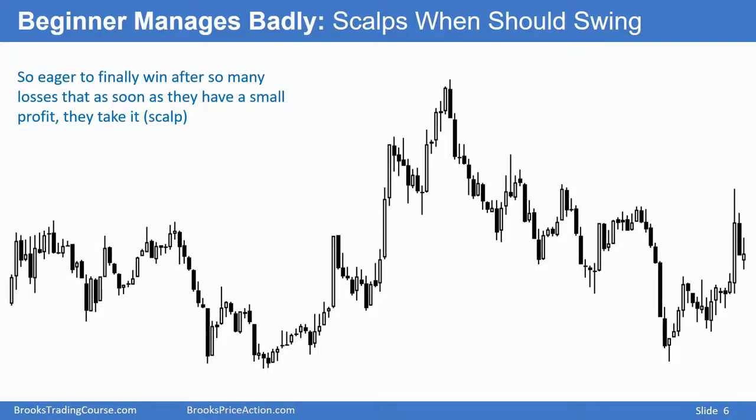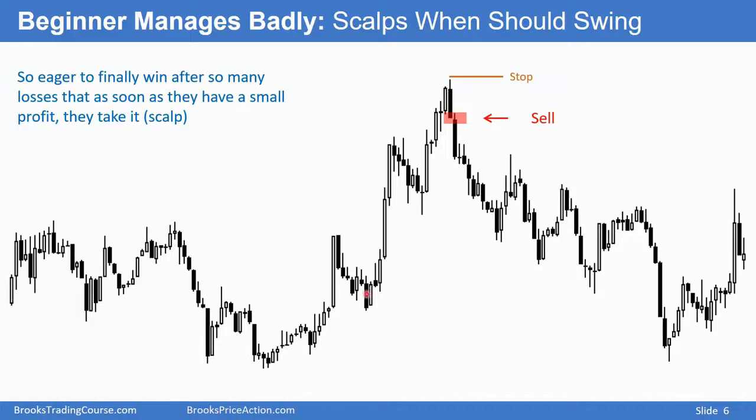However, the beginner is so desperate for a win that he takes a quick profit and scalps. And that's a losing strategy. If you have a low risk trade, low probability trade, you need occasional very big wins to offset all of those losses. And beginners just can't do it. They're so happy to finally not have a losing trade that they take a quick profit. And that is a losing strategy. You cannot have small profits if you're taking low probability trades.